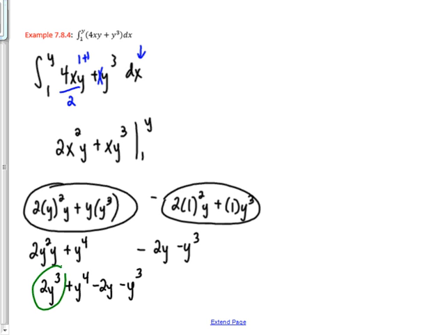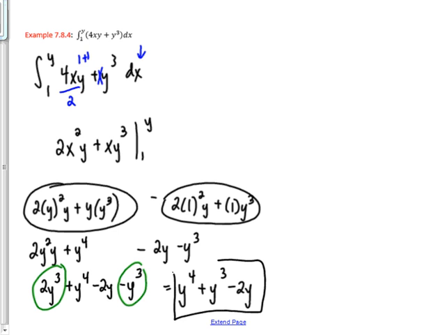So I have like terms here and here. So I've got y to the 4th plus just 1y cubed minus 2y. And there's my answer.